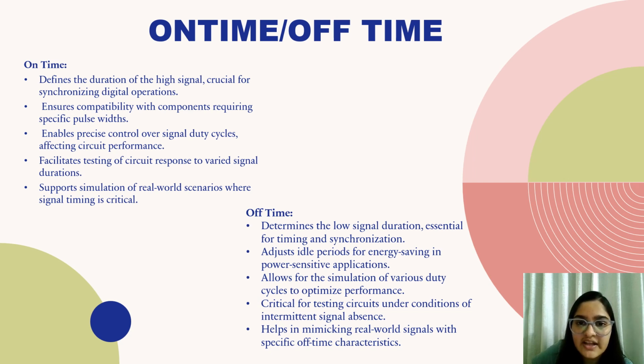Lastly, off time helps in accurately mimicking real-world signals that exhibit specific off-time characteristics, whether it's simulating communication protocols or emulating environmental sensors. The ability to replicate these signals in our designs is invaluable for creating realistic and effective solutions. In conclusion, off time and on time are not just parameters, they're a powerful tool in the digital design process, enabling precision, efficiency, and realism in our circuits. Understanding their impact in applications is key to mastering digital circuit design.